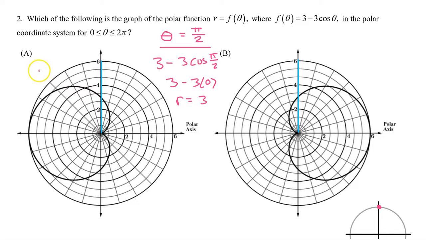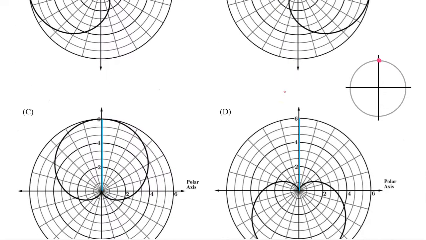Look at option A. At pi over 2, an r value of 3 would be right here. That does fall on the graph, so A is still in. At option B, pi over 2 does have an r value of 3, so B is still in. Option C. At pi over 2, an r value of 3 is right here. This does not fall on the graph, so option C is out.